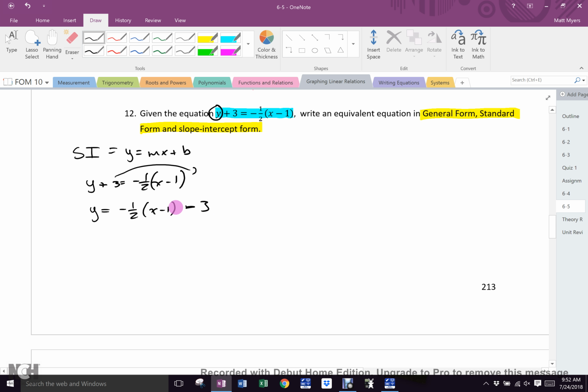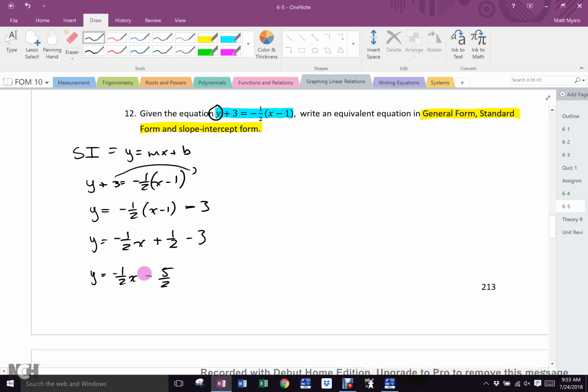Then all I got to do is get rid of the brackets. Y equals negative 1/2 x. Negative 1/2 times negative 1 is positive 1/2 minus 3. Right? 1/2 minus 3, negative 1/2 x minus 2.5, 5 over 2, 2.5, whatever you want to say. That's the way I would do this question.